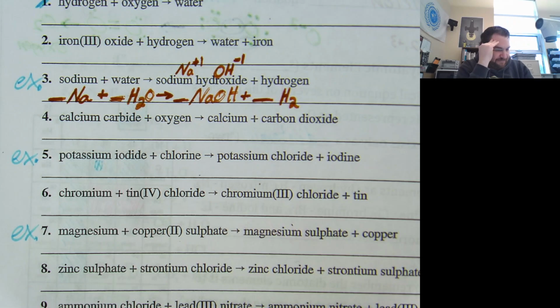Okay, next one, number 5. I've got potassium iodide plus chlorine produces potassium chloride and iodine. The act of going through this stuff isn't actually that hard. It's just, from my experience, it overwhelms a lot of students. They see there's so much to do, and they struggle to break it up piece by piece.